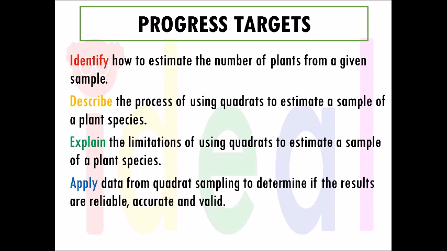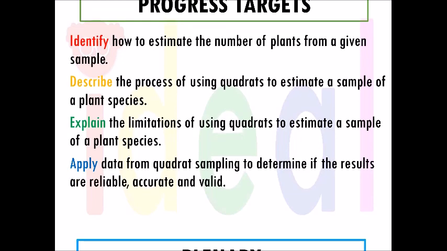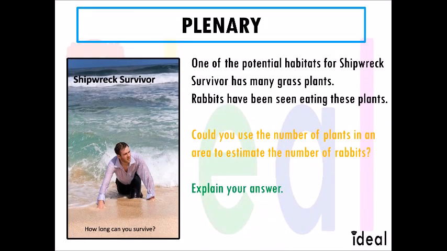And if you've conducted that assignment and you've gone through all the points that I set out before, then those progress targets should have been reached. So let's have a look at our plenary. It says, one of the potential habitats for the shipwreck survivor has many grass plants. Rabbits have been seen eating these plants. And these are the two questions that I would like you to answer in full sentences, either in your book, on your paper, or on a Word document.